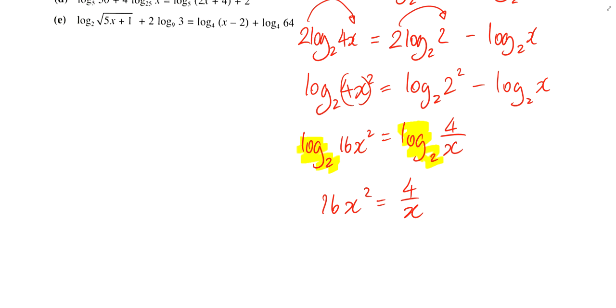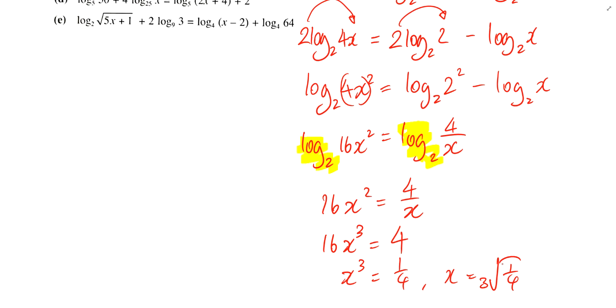Hang on. Here we have 16x cubed equals 4. X cubed equals 1 over 4. X equals plus minus, sorry, no plus minus. Cube root of 1 over 4. Okay, there you get the answer. Yes, Darius, what's your question?